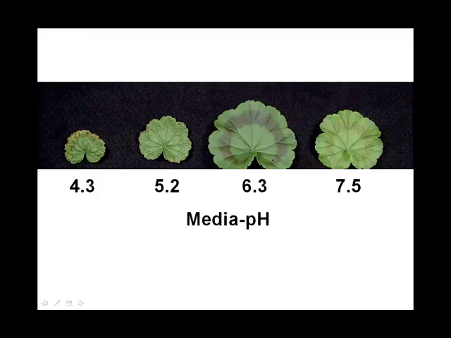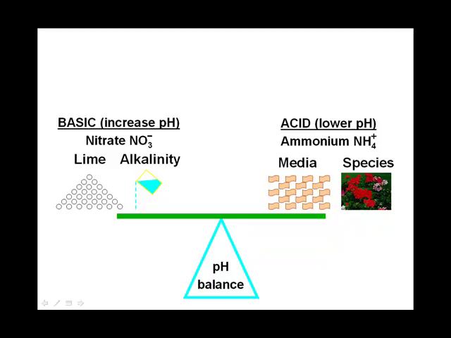You can see those same plants here: pH 4.3, severe iron and manganese toxicity; pH 7.5, some iron deficiency starting to set in; but a healthy plant at pH 6.3.